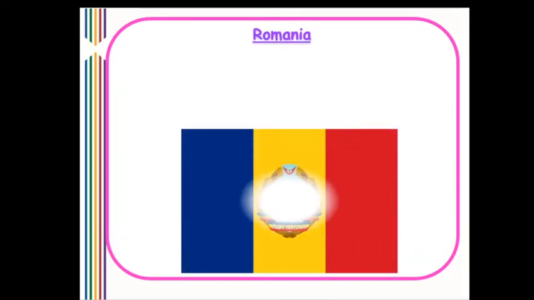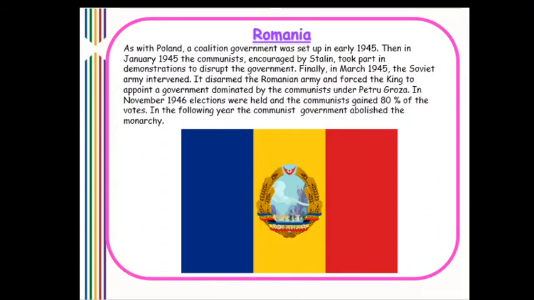Romania, again, a very similar pattern as outlined before. As with Poland, a coalition government was set up in early 1945. Then in January 1945, the communists, encouraged by Stalin, took part in demonstrations to disrupt the government. Finally, in March 1945, the Soviet army intervened. It disarmed the Romanian army and forced the king to appoint a government dominated by the communists under Petru Groza. In November 1946, elections were held and the communists gained 80% of the vote. In the following year, the communist government abolished the monarchy as well.